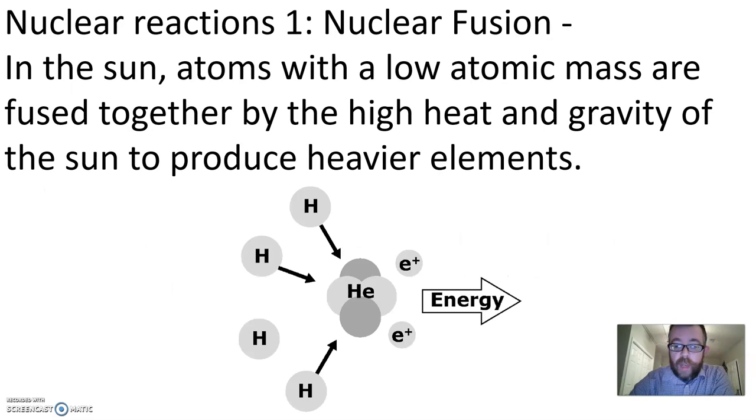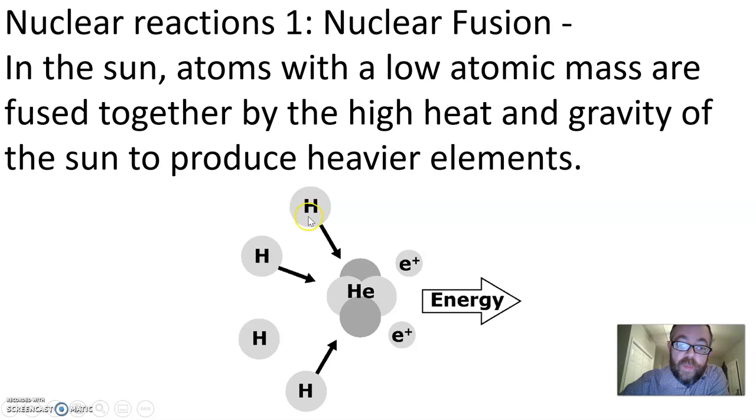So there are different types of nuclear reactions. Nuclear fusion is what happens in the sun, where there's high temperature, high gravity, and high pressure. So you have atoms with low atomic mass being fused together by the high heat and gravity of the sun to produce heavier elements. In this image, you have 4 atoms of hydrogen being smushed together to create helium. Each of these, if you remember from 8th grade science, has an atomic mass of 1. Helium has an atomic mass of 4.